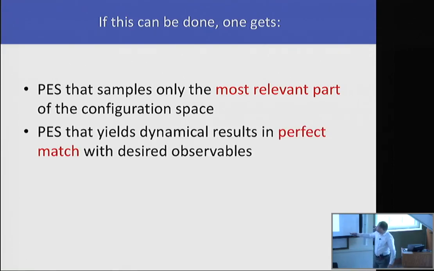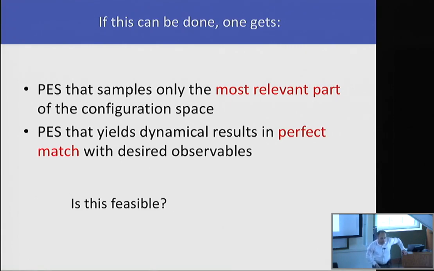And second, by construction, you would get the potential energy surface that results, when plugged into the dynamical calculations, in a perfect match with desired observables. Okay? Now the question is, was there? Yeah? What is the criterion to judge whether the dynamics is improving? Well, I'm going to say a little more about that. So we want to design a method that gradually improves, so that at every cycle we have an improvement. And yeah, we can talk more about that as I go.